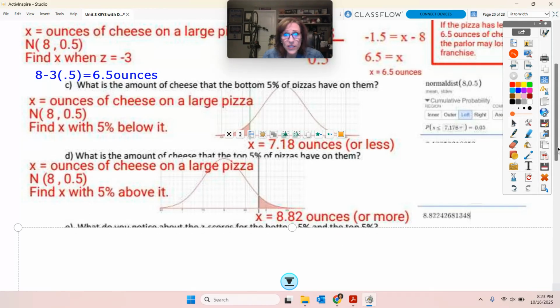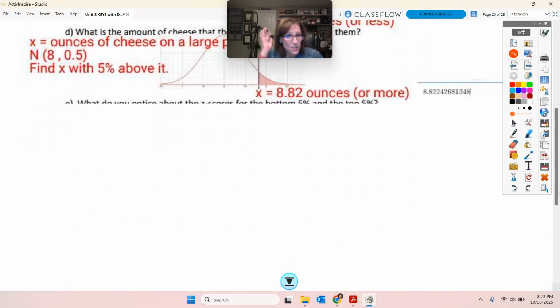Now this next question is the last one I'm going to do before I go to the last page in our notes and do something a little different. What do you notice about the z-scores for the bottom 5% and the top 5%? So that's interesting. You may or may not have actually found the z-scores to solve this problem. So if I'm going to answer this question, then I need to find those z-scores.